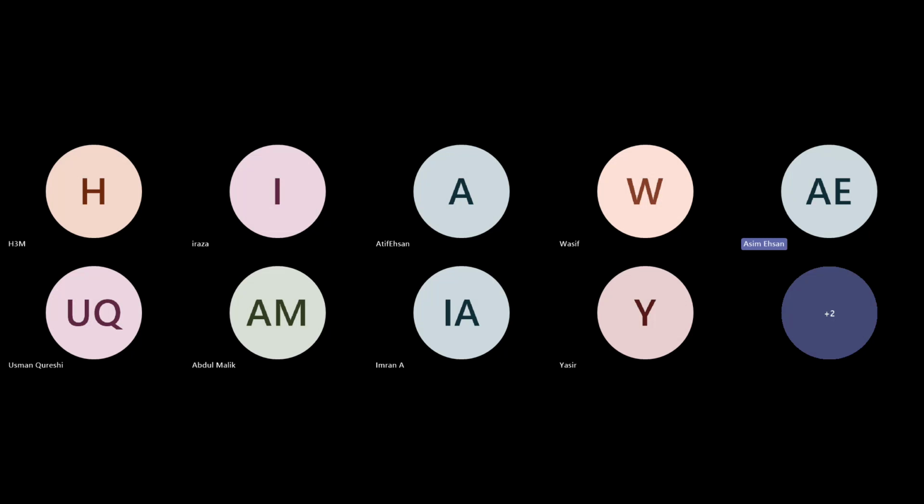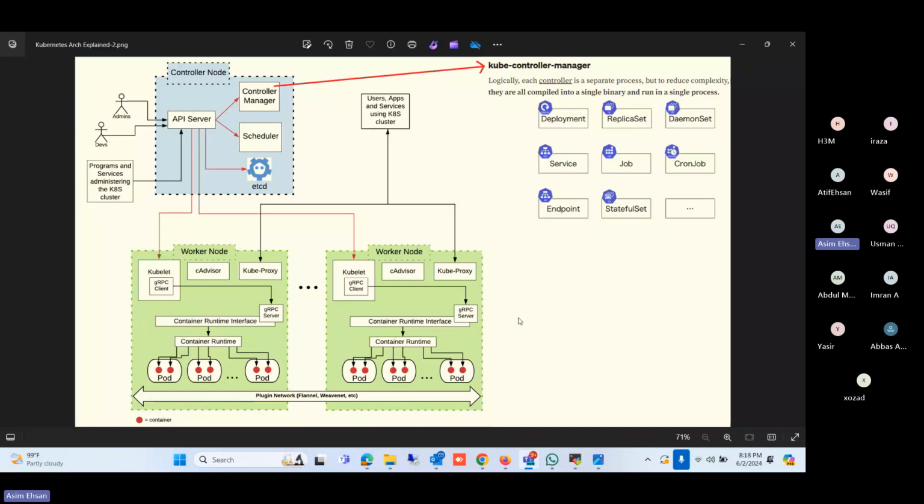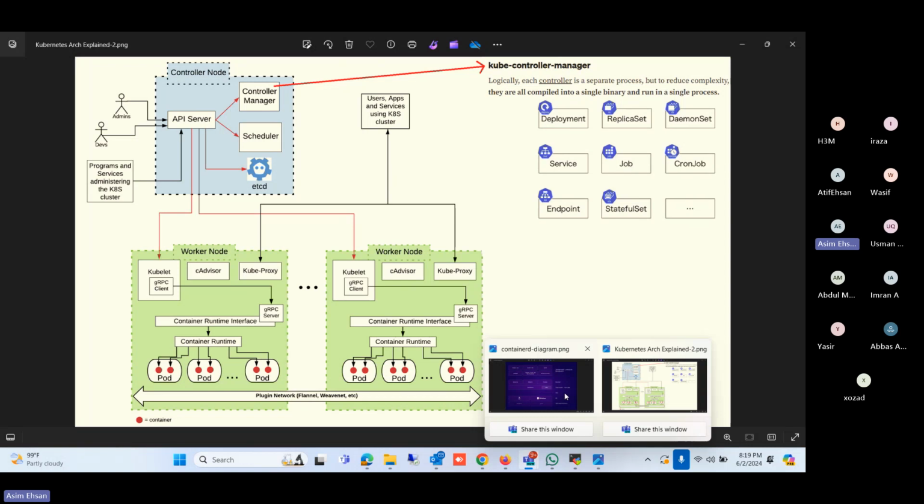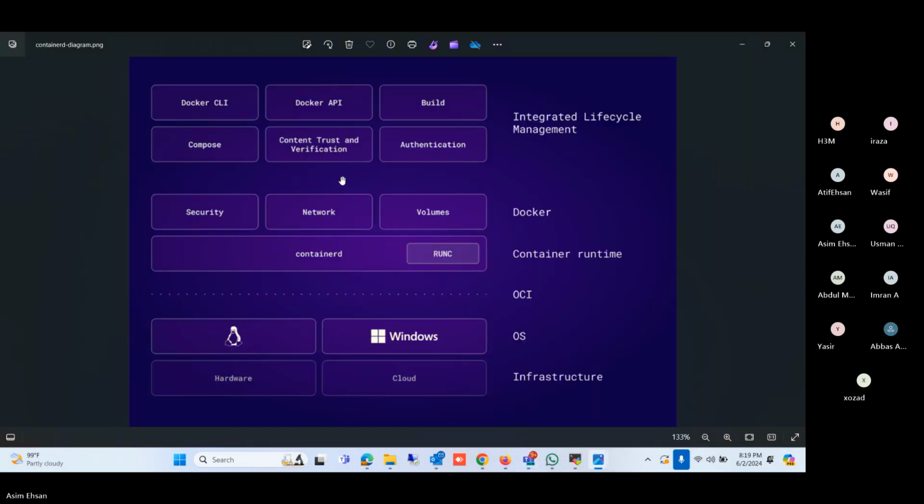Okay. So last time we discussed the complete architecture of Kubernetes, all the components. So any question about this architecture? And moreover, I also pulled down a diagram for you to get the idea of how containerd actually works, what containerd actually is.